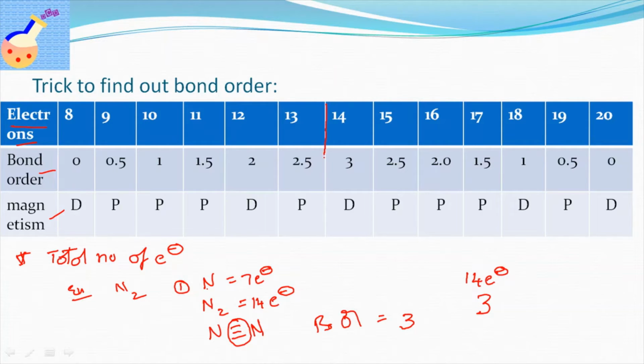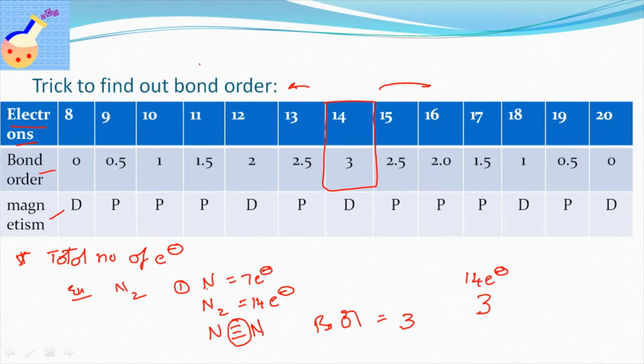If you remember this one, you can easily write the table. From the right side as well as left side, write down from 8 to 20 electrons: 8, 9, 10, 11, 12, 13, 14, 15, up to 20 electrons. After writing the total number of electrons, fill up the column. First, 14 electrons having bond order 3. Coming to the right side as well as left side, decrease the bond order up to 0.5: 2.5, 2.0, 1.5, 1, 0.50. Same thing with the other side also: 2.5, 2, 1.5, 1, 0.50.